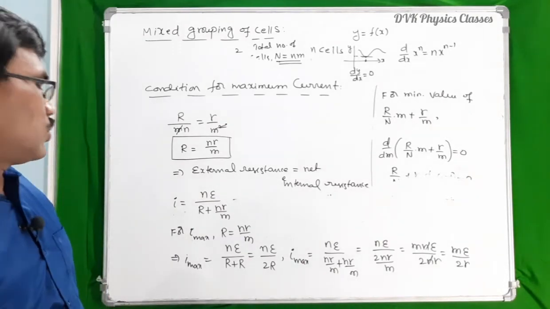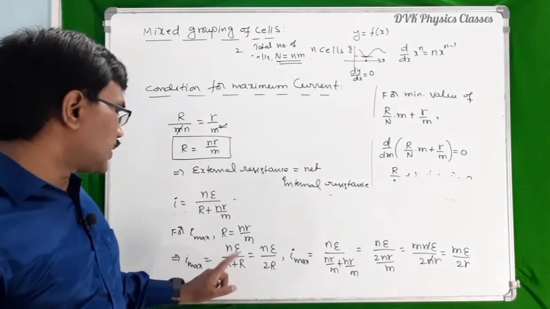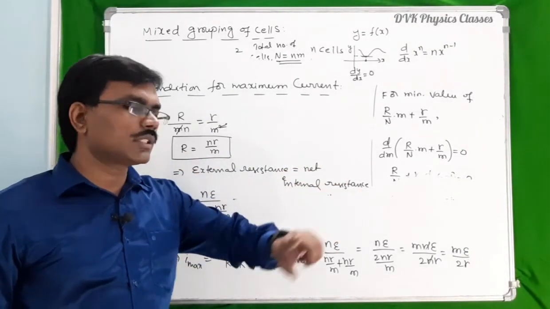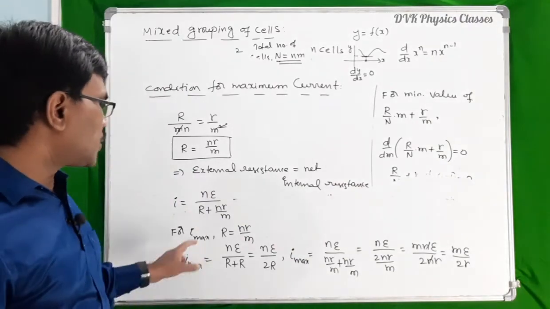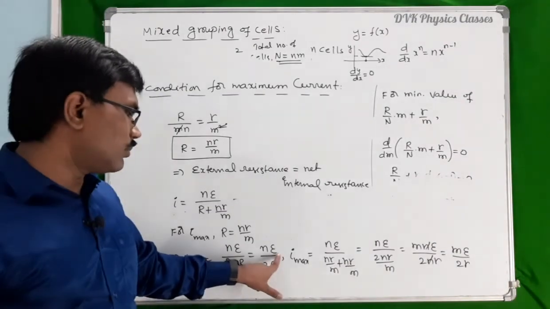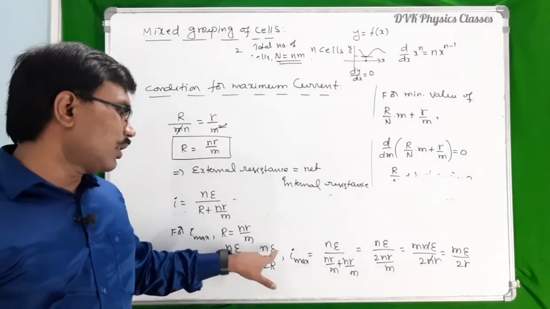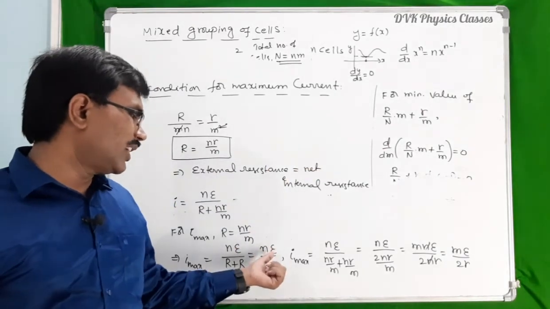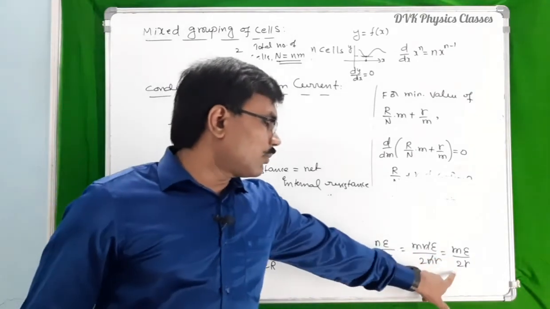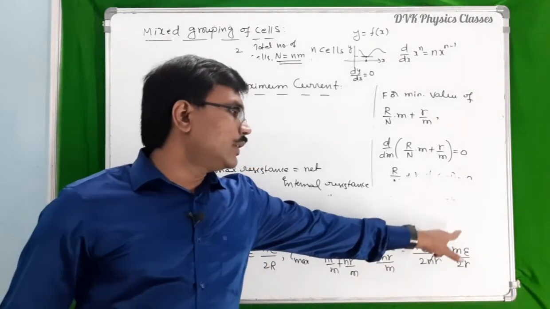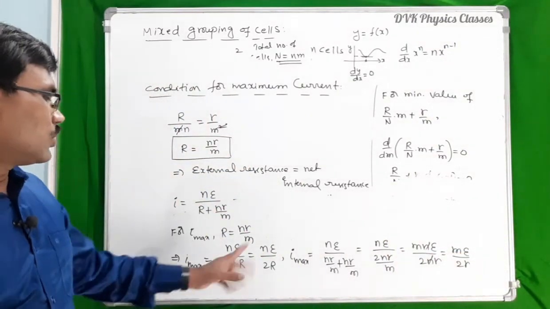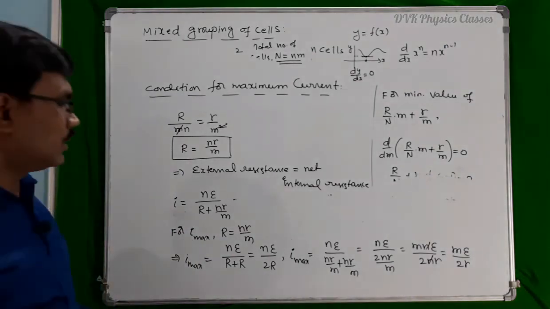So the maximum current can be drawn from the mixed grouping of cells if this condition is satisfied: external resistance of the circuit must be equal to net internal resistance of all these cells. If that condition is satisfied, then the current in the circuit is maximum, and that maximum value is N, the number of cells in each row, into EMF of each cell upon 2 times the external resistance. This is one formula for maximum current. Another formula is the number of rows into each cell EMF upon 2 times the internal resistance of each cell. So this is the maximum current.